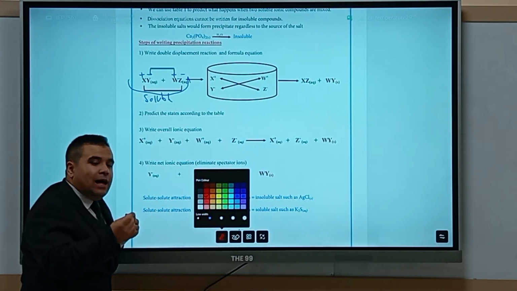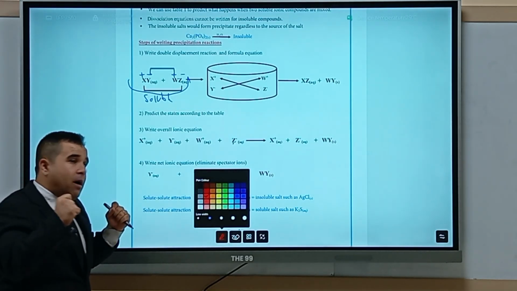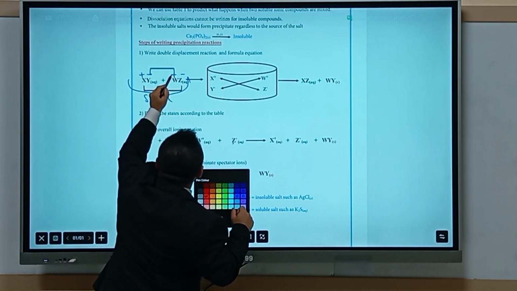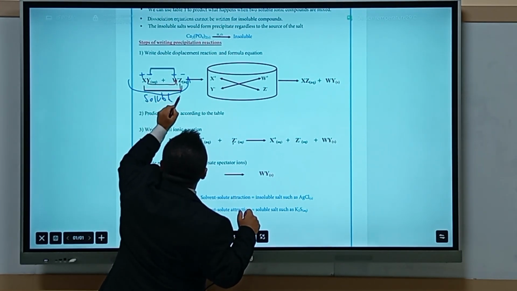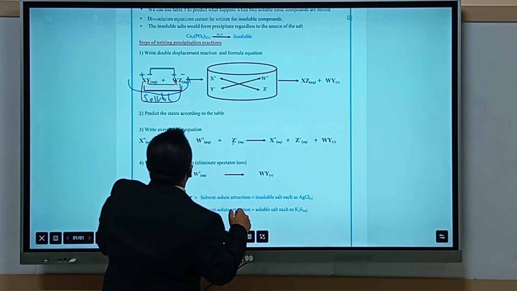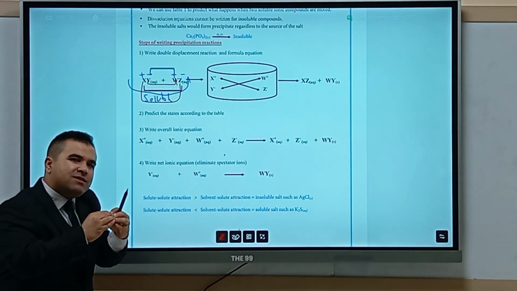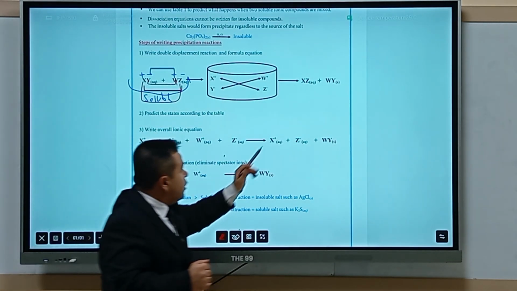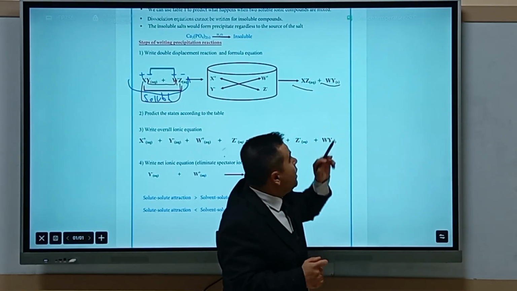We can say simply that the two closes combine and the two fars combine. So the two closes are what? W and Y. The two fars are what? Z and X. But when they combine, the cation must be written first and then followed by the anion, to produce XZ and YW.